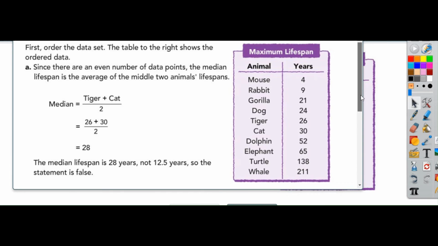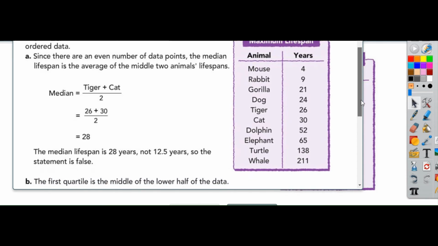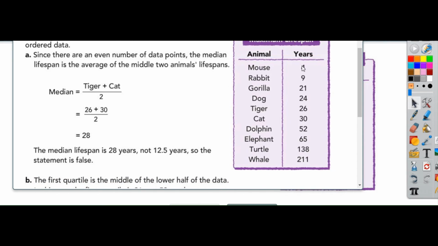All right, so for part A, we have the tiger and the cat as the middle value, and these numbers are already in order from least to greatest. Great. So we have our numbers in order from least to greatest. So the tiger and the cat are the two middle values. So if we have 2 middle values left, you have to add them up and divide by 2 to get the median. So we have 28 as the median. So that will be false because it's not 12 and 5/10.